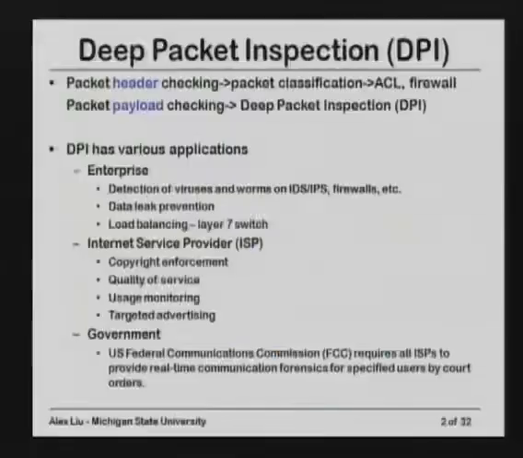So a packet consists of a header and payload. The mechanism for checking the packet header is called packet classification. This is used in router access control lists and firewalls. The mechanism for checking the packet payload is called deep packet inspection, DPI for short.